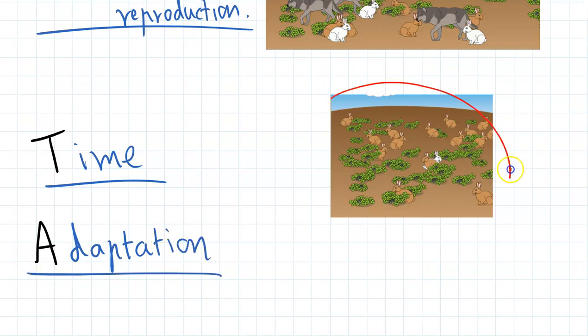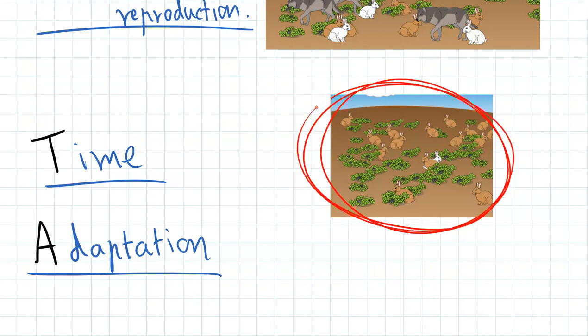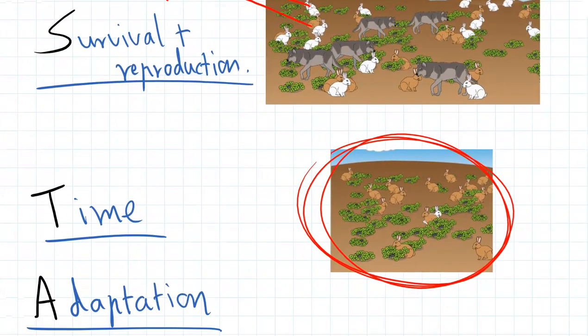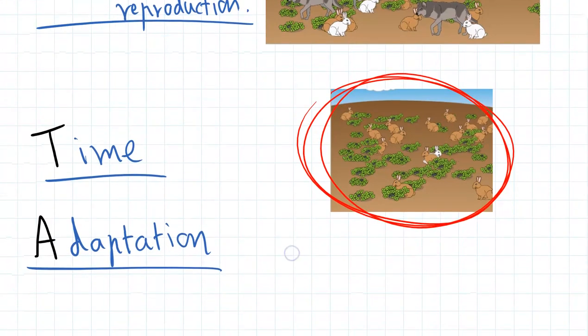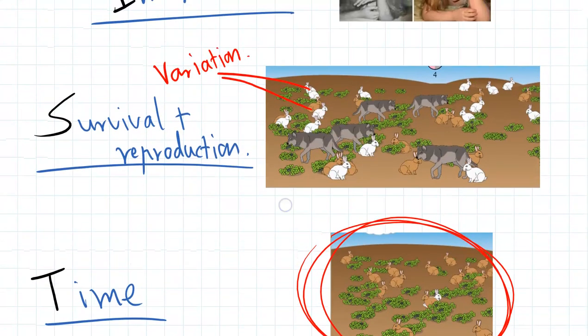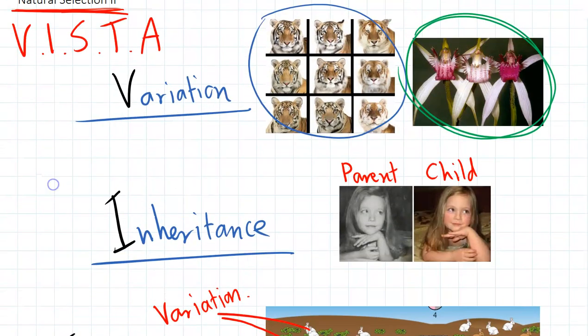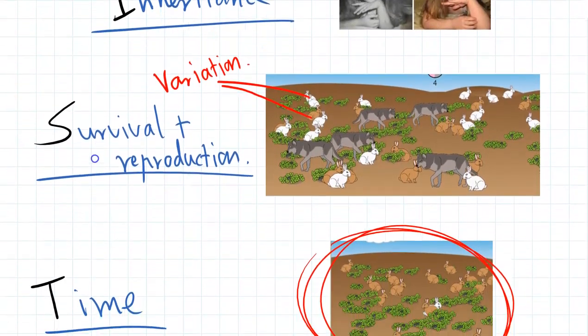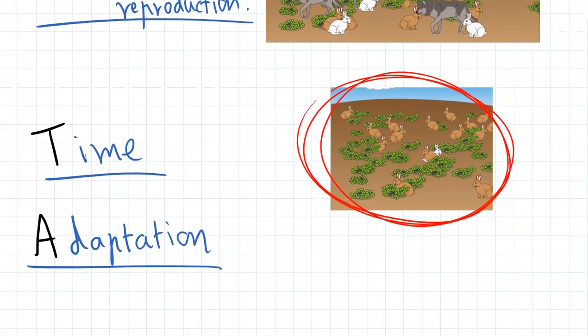So after a whole lot of time, this population of rabbits here is adapted to living in this brown grassland, because most rabbits have brown fur, and that's going to help them blend in and be harder to find by their wolf predators. So this population's more adapted than it was at the start because of natural selection. Okay, so variation, inheritance, survival with reproduction, time and adaptation. That's our basic summary of how natural selection works.